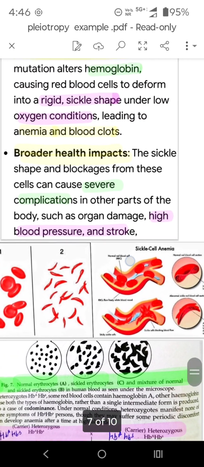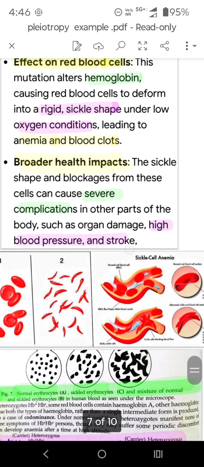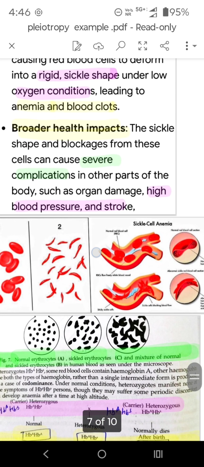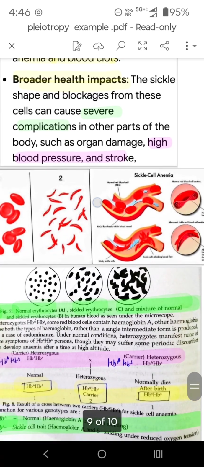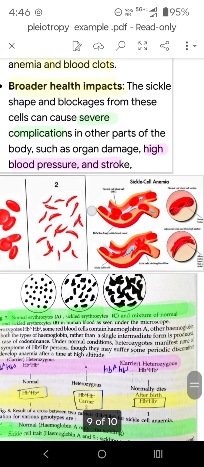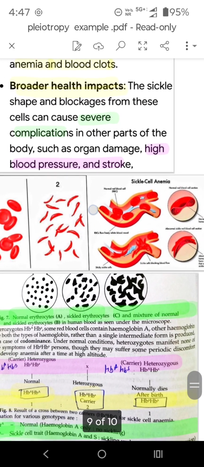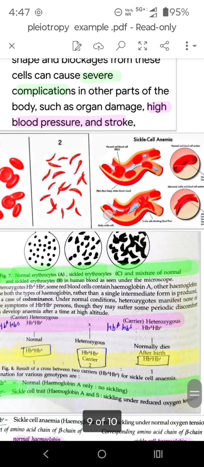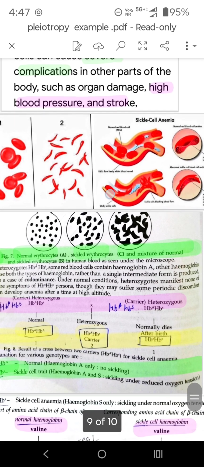It has many effects on the blood cells because of the mutation of a single gene. Hemoglobin is altered, then it becomes rigid and sickle shaped, leading to anemia and blood clots. On the broader aspect, the shape and blockages from these cells can cause severe complications in other parts of the body, such as organ damage, high blood pressure, and stroke.